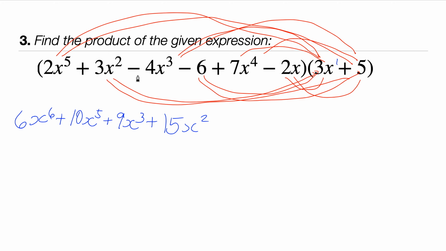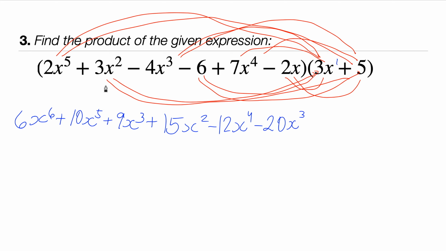And then we're here with the negative 4x cubed. Negative 4x cubed times 3x. 4 times 3 is 12. Since this is negative, we have negative 12x to the fourth. Since this is 3, this is 1, so we add, and then multiply that by 5. That's going to become negative 20, since 4 times 5 is 20, x cubed.